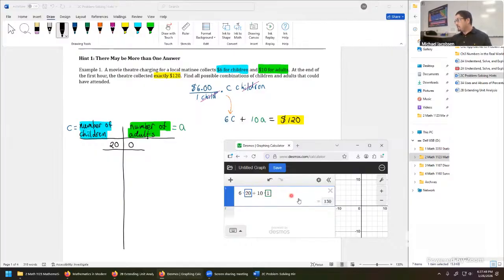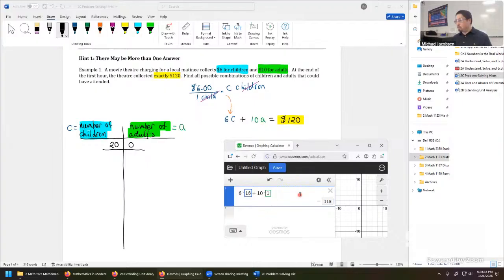So let's put in 1 adult. We're now up to $130, but we have to balance to 120. So if there's 1 adult, we need to drop the number of children in the problem. 19 children doesn't work, we're still at $124. 18 children doesn't work, we're at $118. All that tells us is there's no possibility whatsoever with 1 adult. So let's try out the next possible combination.